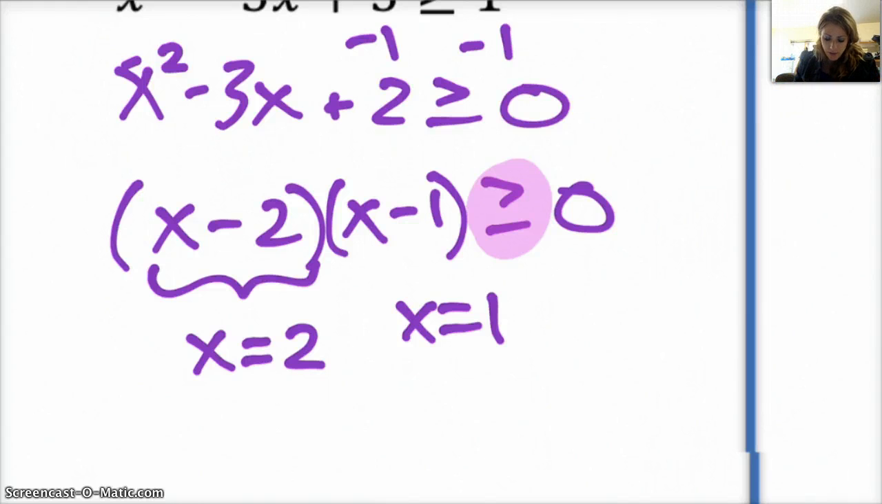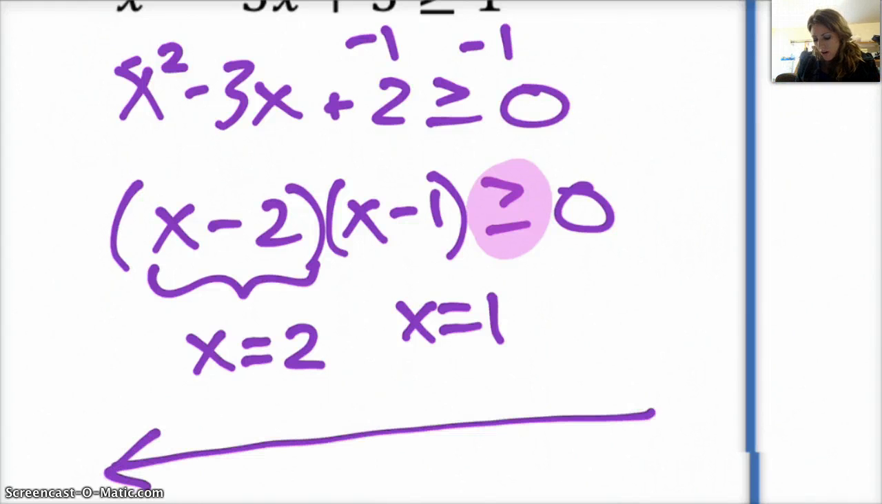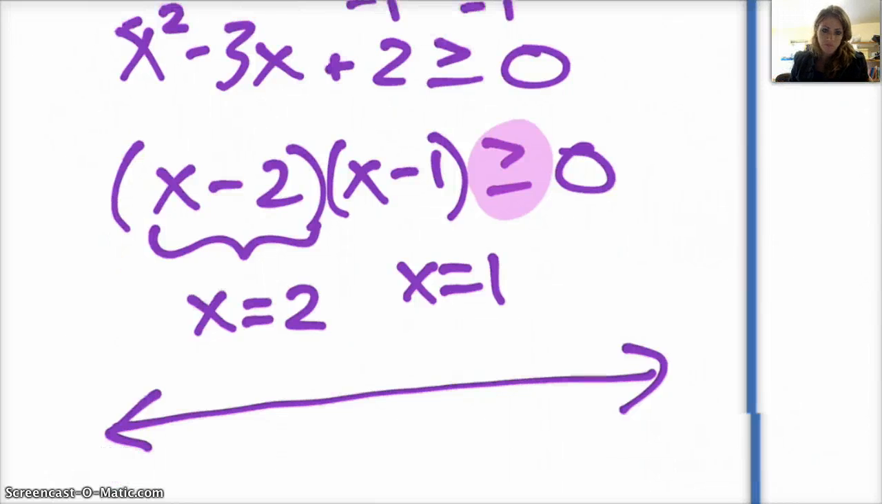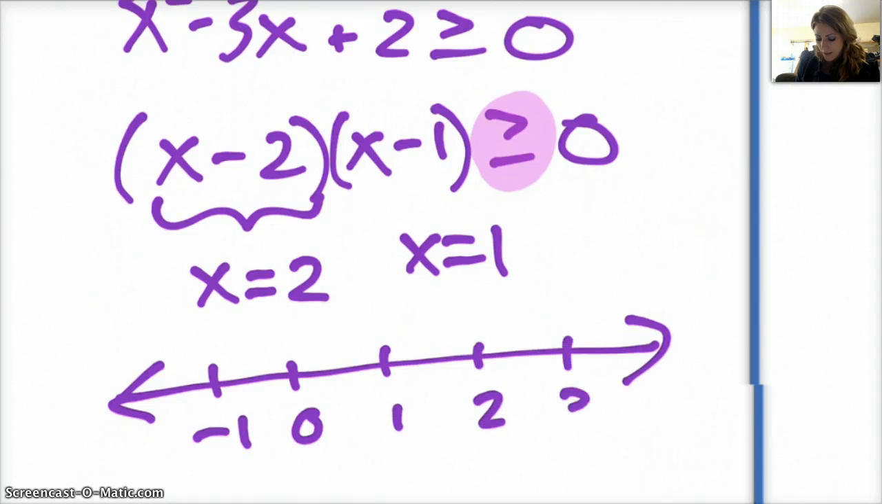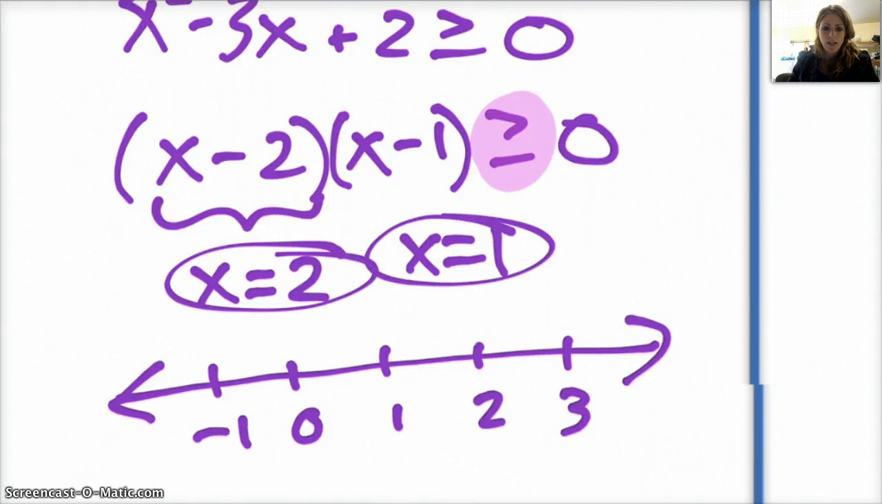So what I like to do is, I'm very visual, so I like to draw a number line. In this case, all my answers have to be real. So I make a number line with negative 1, 0, 1, 2, and 3. Then I take my points x equals 2 and x equals 1 and label those on my graph. So x equals 2 is right here, and x equals 1 is right there.